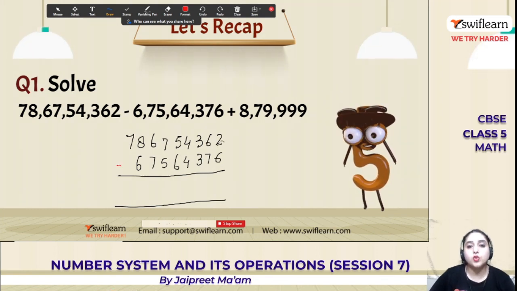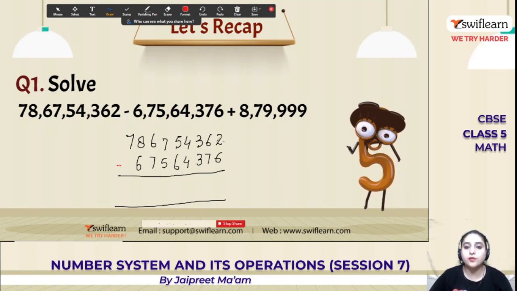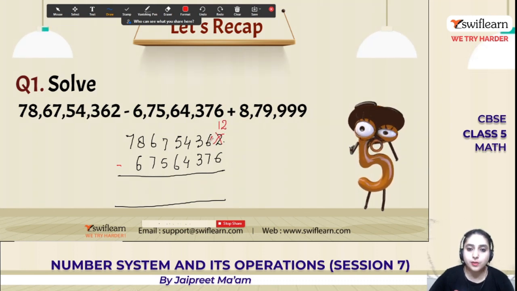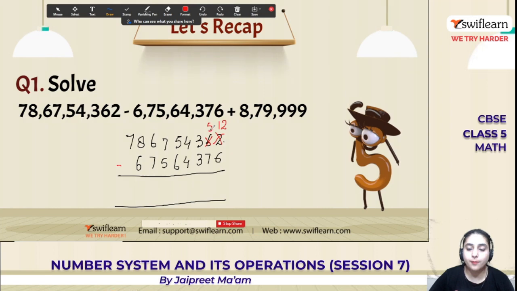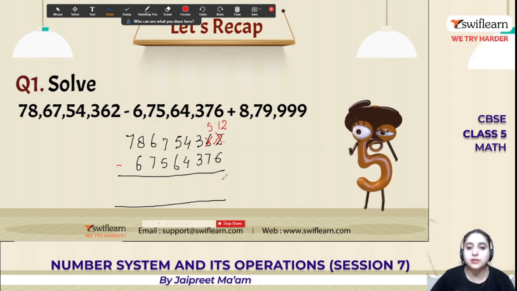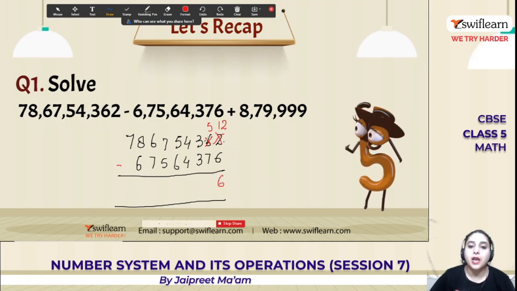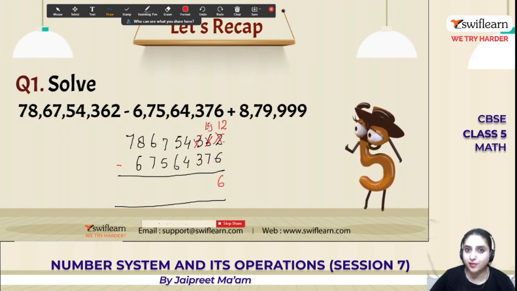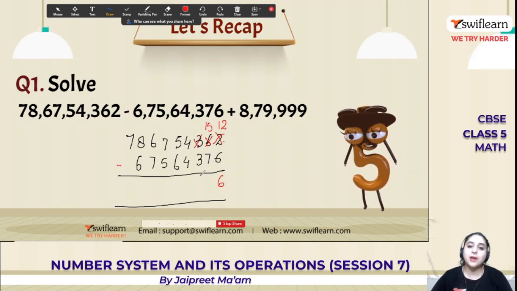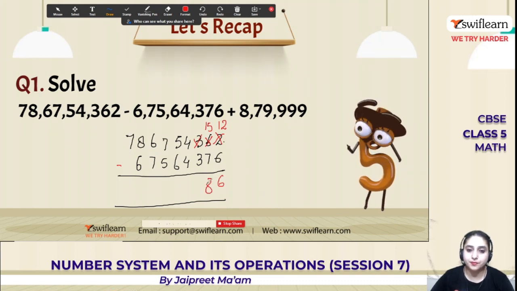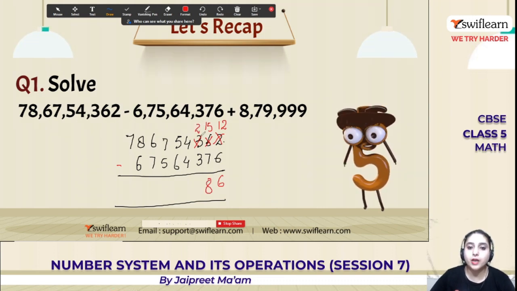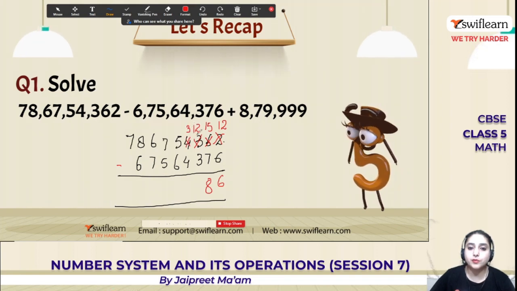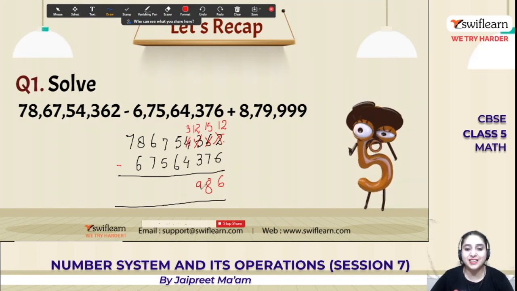So here 2 is smaller than 6. So what we will do, we will borrow 1 and it will become 12 and it will become 5. Okay. So 12 minus 6 is 6, and now 5 is less than 7. So it will again borrow and it will become 15, and 15 minus 7 is 8. Now it will become 2. Again 2 is less than 3. Again it will borrow and it will become 3. So 12 minus 3 is 9.